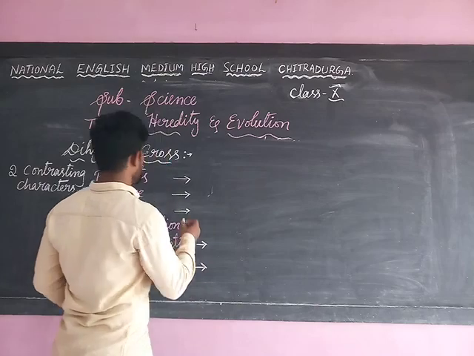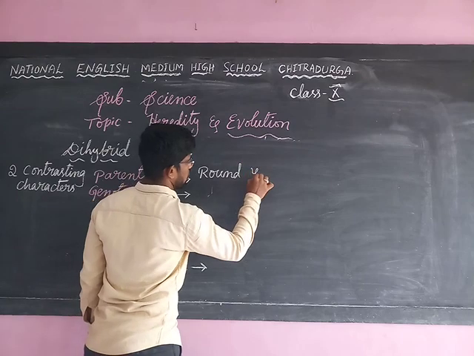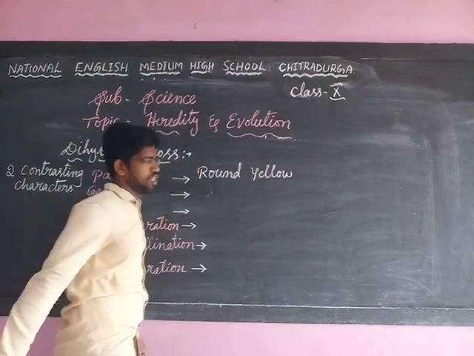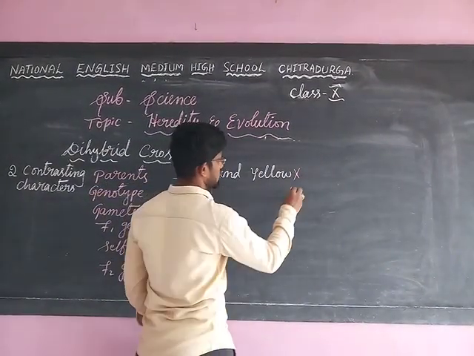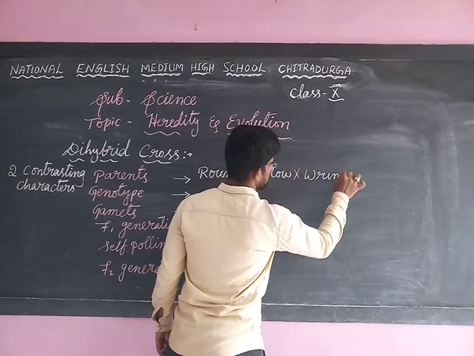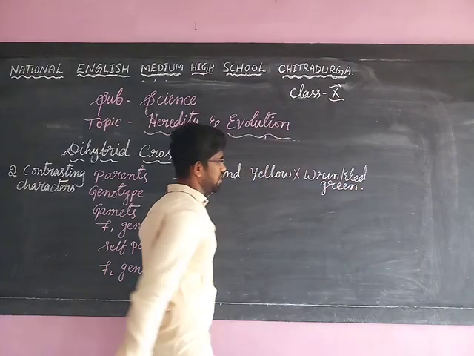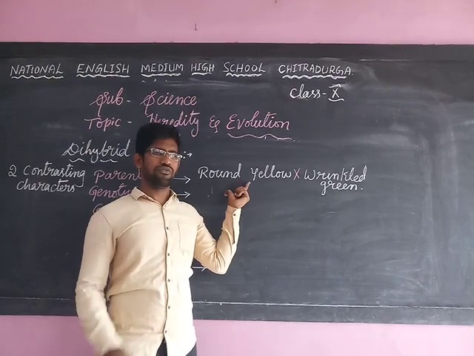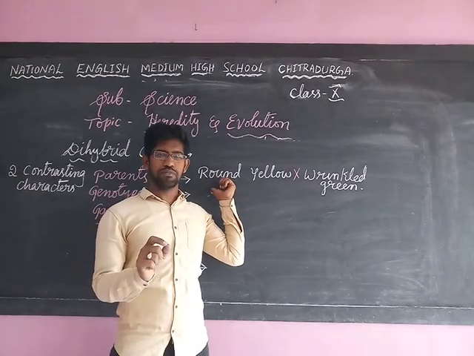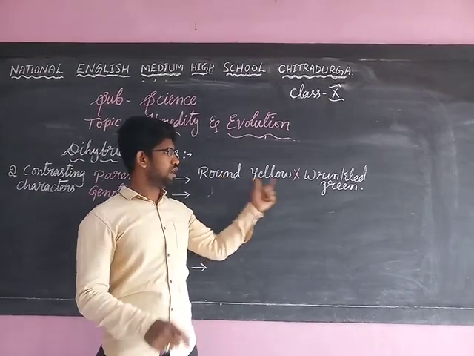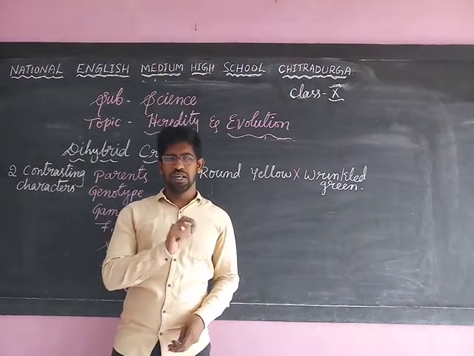These two characteristics are, first, round yellow, which is crossed with another characteristic, wrinkled green. I am just taking an example of two characteristics. One characteristic is round yellow: round is the shape of a seed. Remember, the shape of a seed is round and wrinkled. The color of the seed is yellow and green. These are the two characteristics we took in the pea plants.